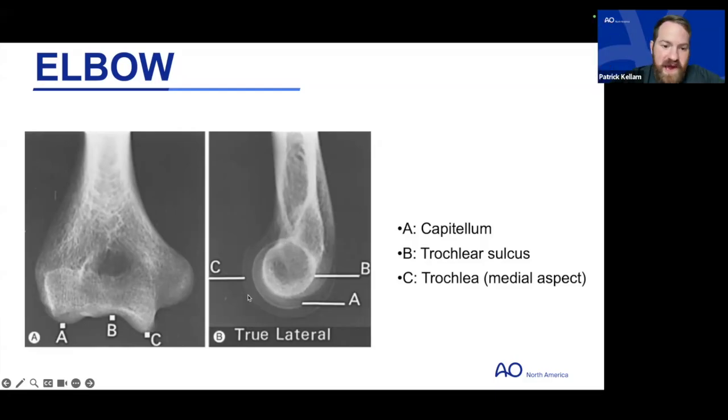And so the capitellum is kind of in the middle. The trochlear sulcus, or the end of the trochlea and the middle portion of the distal humerus, is the most inside, and then the trochlea is the largest of them. But if you get a perfect lateral, you can see all three, but they should all be concentric with each other. So this is just a really nice image showing what the true lateral of the distal humerus is.